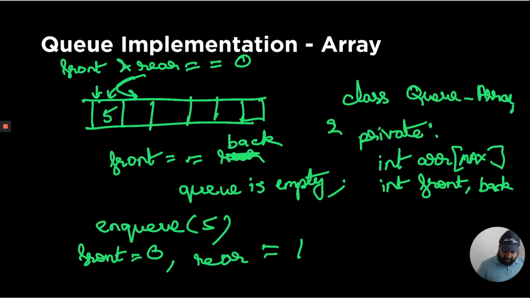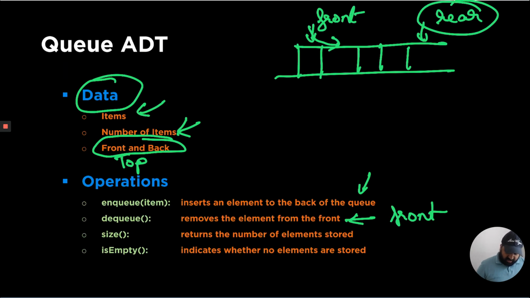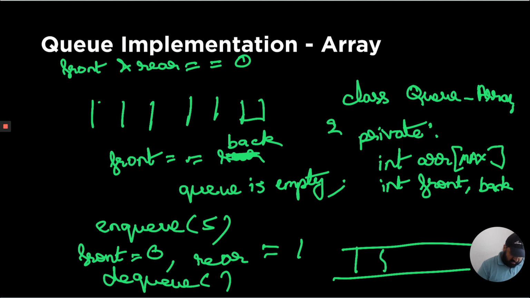Now one big issue with this implementation appears if you repeatedly remove elements. Let's do one more operation, let's do a dequeue. If we do a dequeue, we are just going to manipulate the front index. So in this case, the front index would now be incremented to this one, and rear will remain the same. Again, if I do a dequeue, I'm going to remove this number.